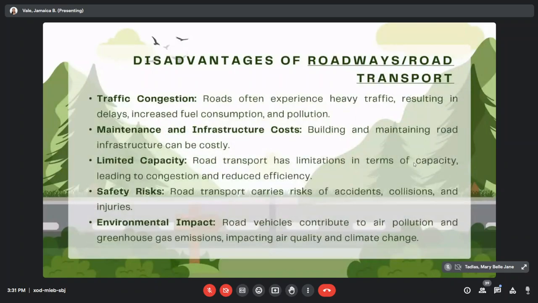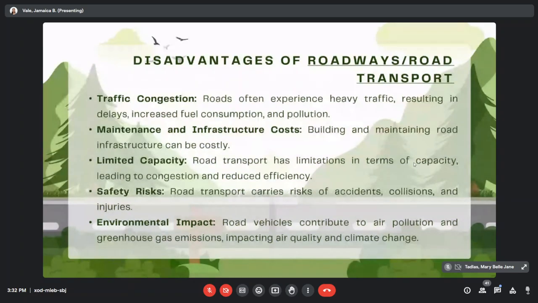So for the disadvantages of roadways and road transport, first is traffic congestion. Roads often experience heavy traffic, resulting in delays, increased fuel consumption and pollution. Second is the maintenance of infrastructure cost. Building and maintaining road infrastructure can be costly, unlike airways or waterways, where no roads are constructed that later get damaged. And third is limited capacity. Road transport has limitations in terms of capacity, leading to congestion and reduced efficiency.